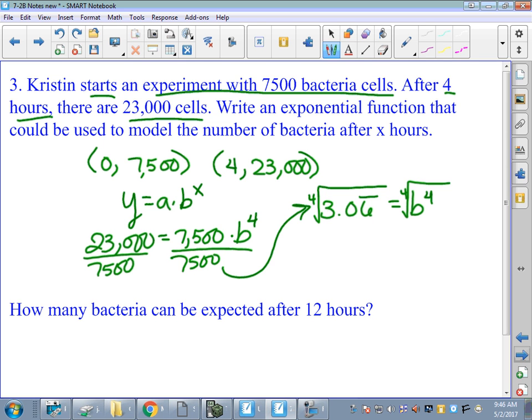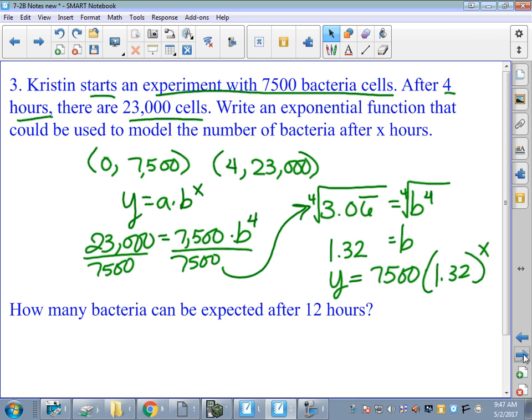We end up with 1.32. It's not a really big number, but it wasn't a great big growth. And so it is greater than 1, which represents growth. And so my base is 1.32. So the equation would be y equals 7,500 times 1.32 to the x power. Again, you can plug in the ordered pairs and see if you get the right answer.